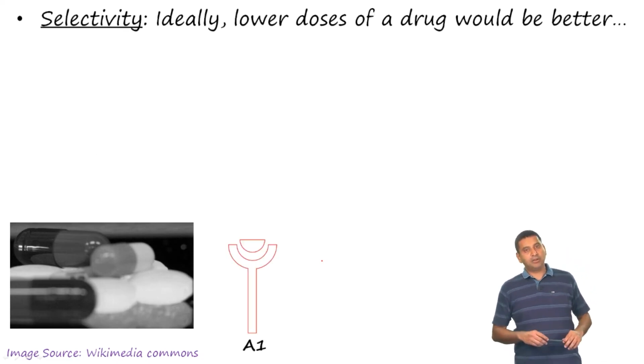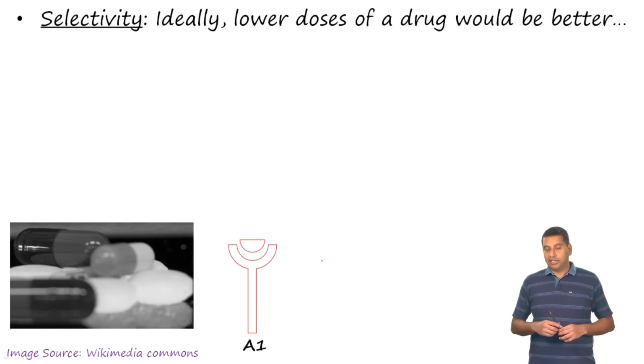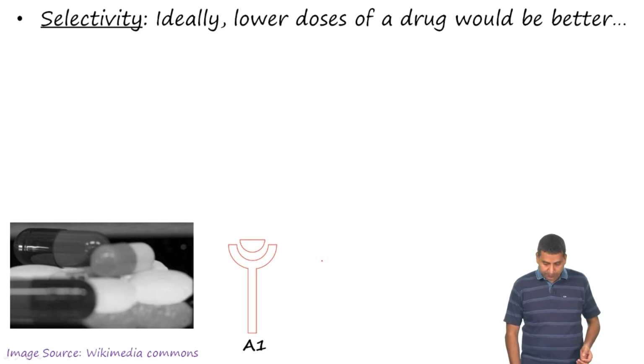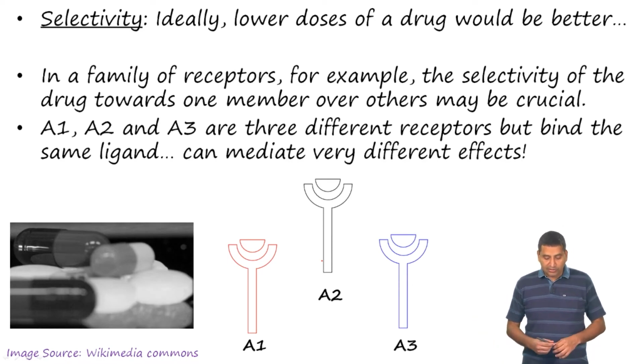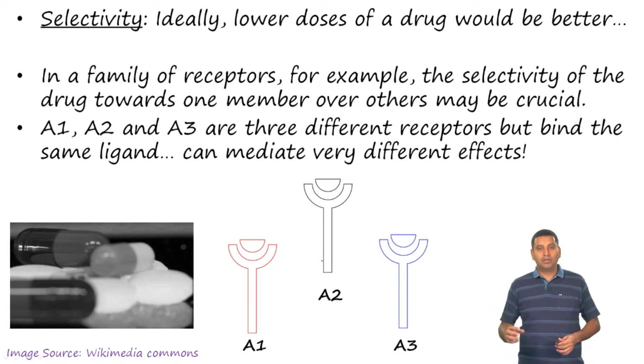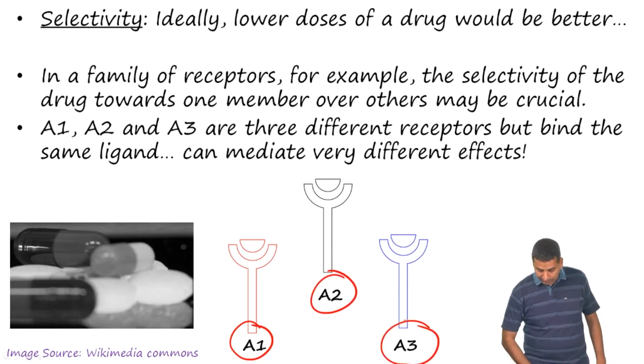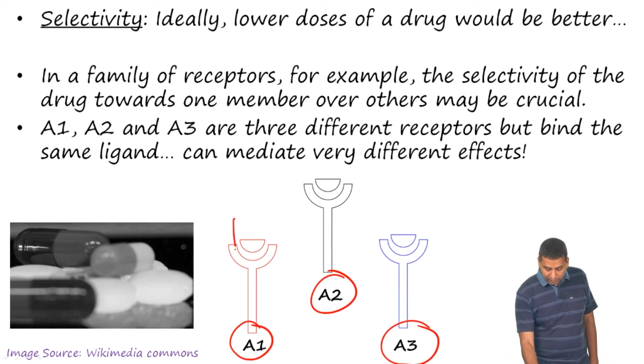The next part of optimization is selectivity. Again, with selectivity, we would require lower doses of a drug, because we would like to have fewer off-target effects. Now, let us look at this example. We are looking at a lead compound which is going to bind to a receptor A, and there are 3 families of this receptor, A1, A2 and A3.